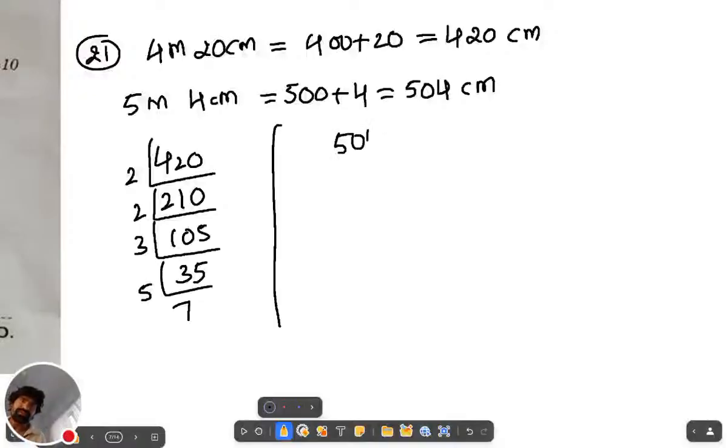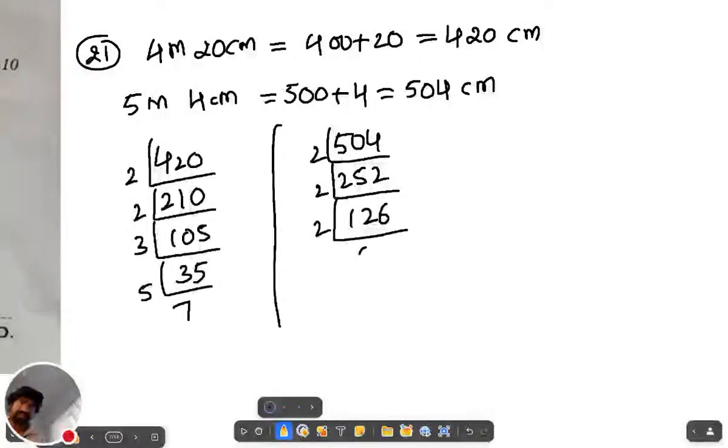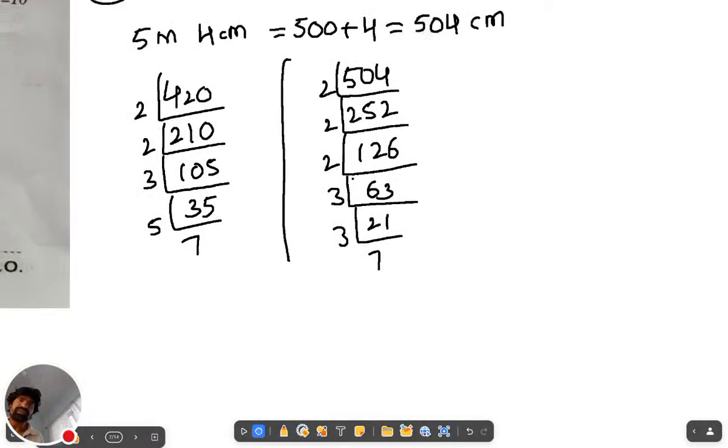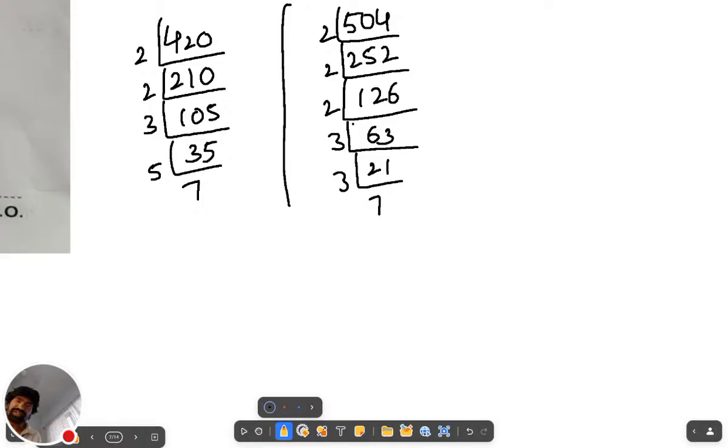Next 504. 2 table, 2 fives are 10, 2 ones are 2, 252. Next 2 table again, 2 ones are 2, 2 sixes are 12, 126. Next 2 table again, 2 sixes are 12, 2 threes are 6, 63. 3 table, 3 twos are 6, 3 ones are 3. Next 3 sevens are 21. So this 420 can be written as 2 square, 3 power 1, 5 power 1, 7 power 1.